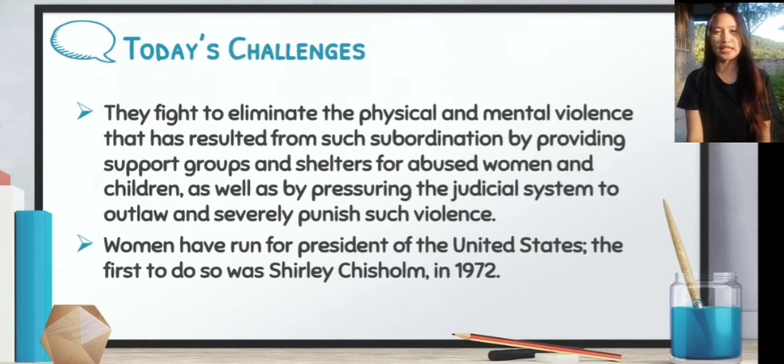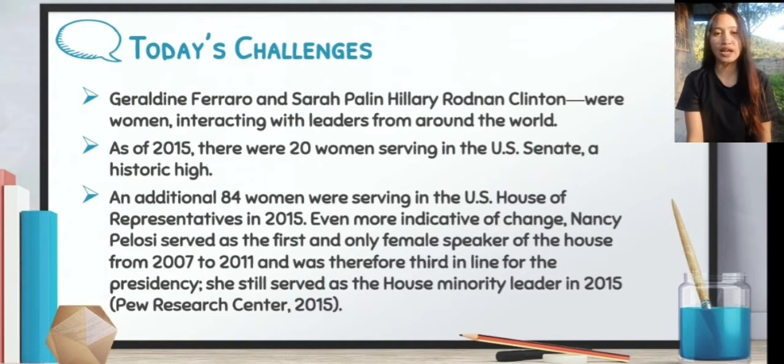They fight to eliminate the physical and mental violence that has resulted from such subordination by providing support groups and shelters for abused women and children, as well as by pressuring the judicial system to outlaw and severely punish such violence. While the movement has been sluggish to emerge, women have begun to find their way into positions of leadership in professional fields. Women have run for President of the United States. The first to do so was Shirley Chisholm in 1972. Geraldine Ferraro, Sarah Palin, and Hillary Clinton were women interacting with leaders from around the world.